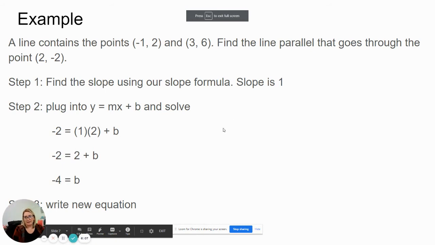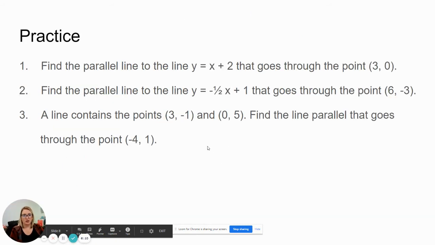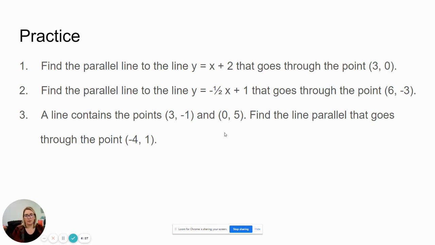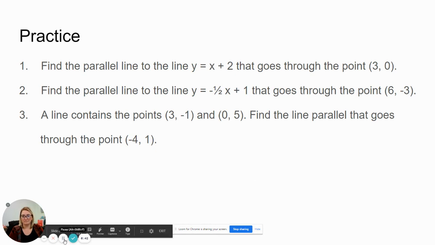Now I'm going to have you do a little bit of practice. You're going to do one that's fairly straightforward, one that has a fraction in it that's still straightforward, but you do have to work with a fraction, and then one like that very last one where you have to find your slope first and then do it. One at a time, go through and work on those. And remember, same slope, that's all you need from that first equation. We don't care about the 2, we don't care about the 1, we only care about the slope. So go ahead and give those a try.